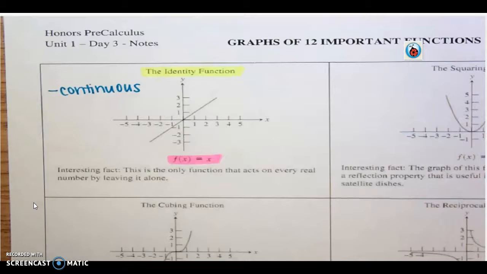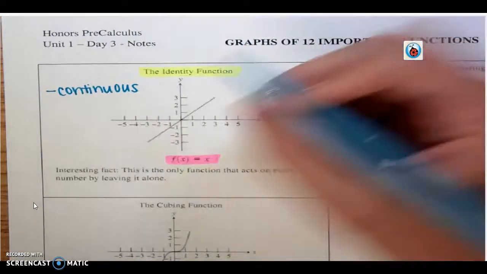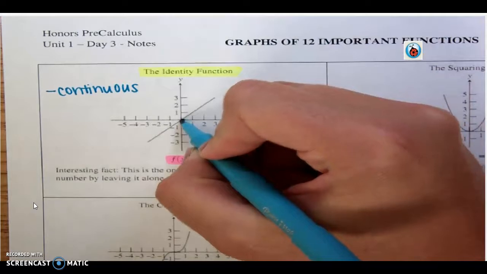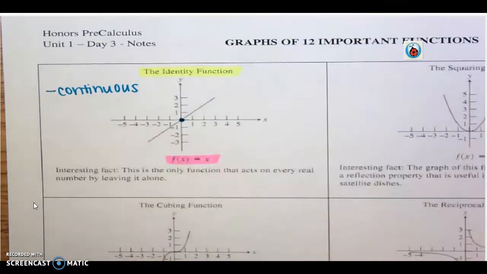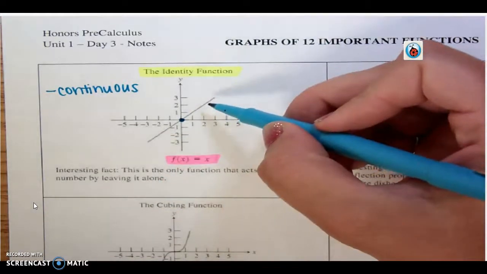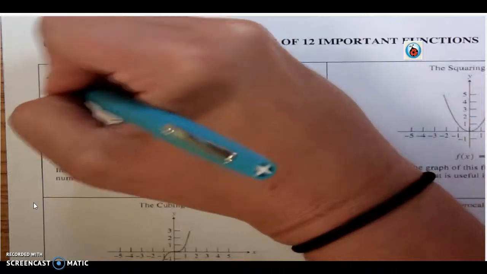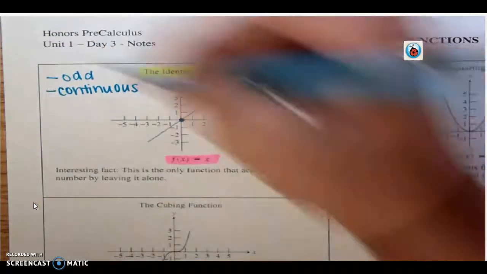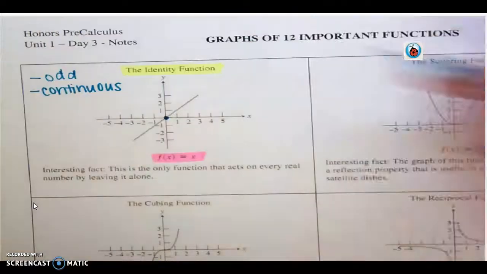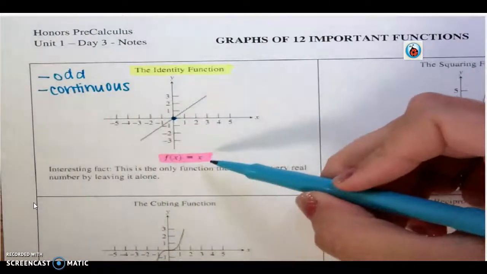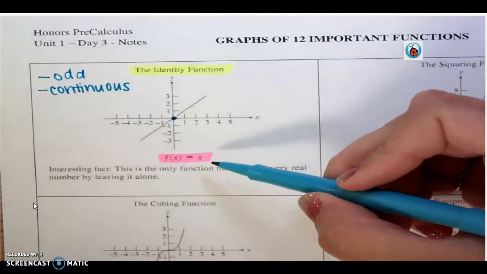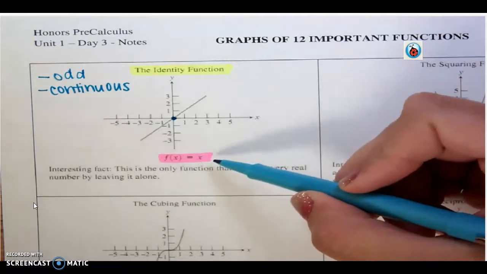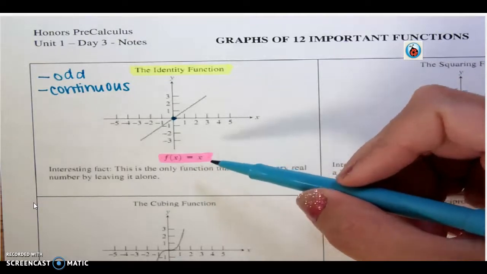Okay, next thing I want to talk about is if it's odd, even, or neither. Odd functions were symmetric about the origin. Well, this is symmetric about the origin, so this is going to be an odd function. Another way to tell, if we remember the test for odd, even, or neither, if you plug in negative x, so f of negative x, you would end up with negative x, which is the opposite of what we started out with.